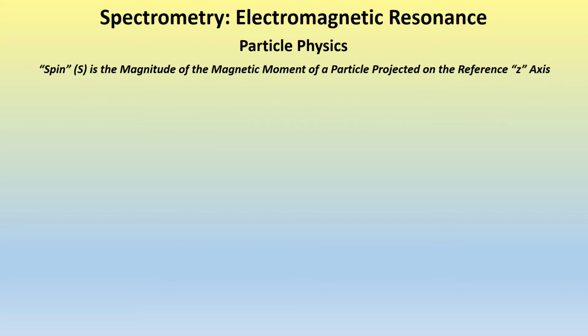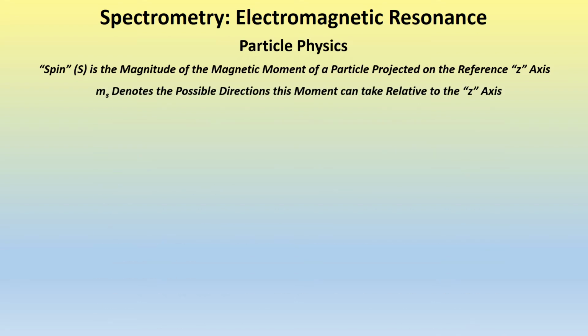Electromagnetic resonance spectrometry is based in particle physics. The property of spin, signified by S, is the magnitude of the magnetic moment of a particle projected on the reference z-axis. M subscript S denotes the possible directions this moment can take relative to the z-axis. Spin is quantized, so M sub S may only change by values of plus or minus 1.